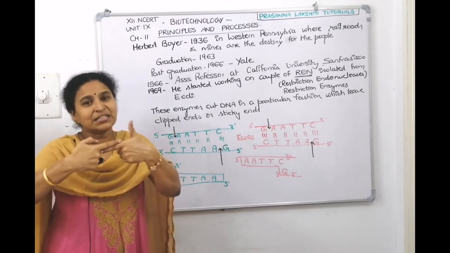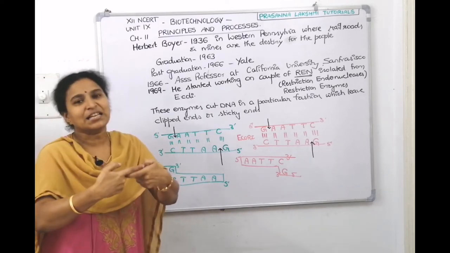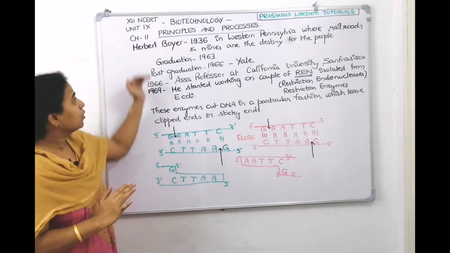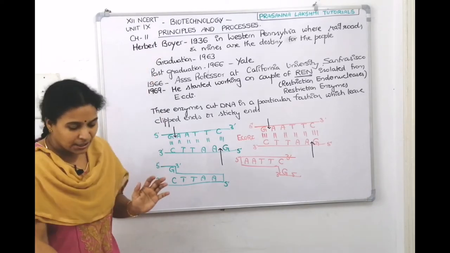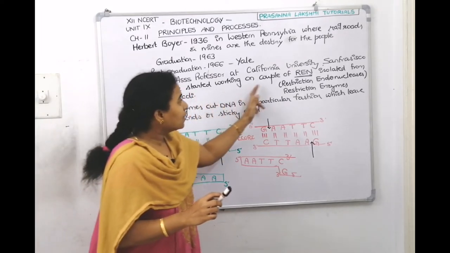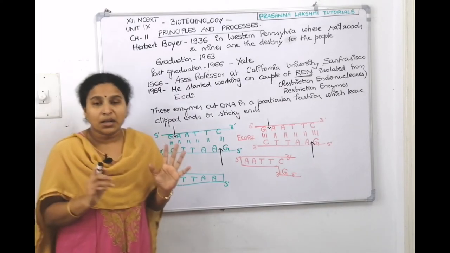But they'll come and stick, right? Because of their complementarity, they can easily join. That's what he observed. This is the discovery of Herbert Boyer. He isolated a couple of restriction enzymes from a bacteria called E. coli. What are restriction enzymes?